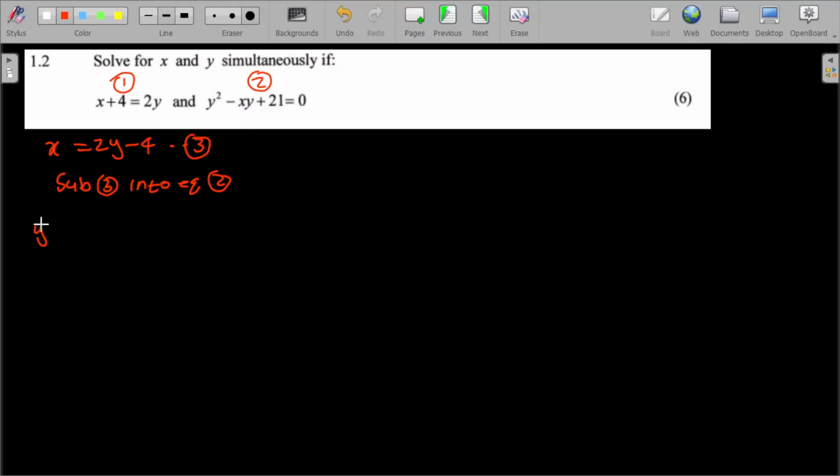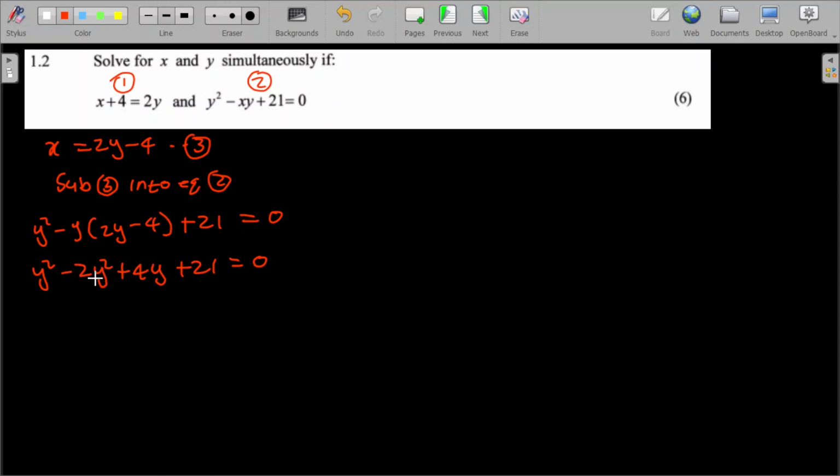Whenever I see x, I'm putting this in this equation. So it's going to be y squared, and wherever I see x, it's going to be 2y minus 4, and then plus 21 is equal to 0. Now, from here, it's going to be y squared, and then open the bracket, negative 2y squared, and this one here is going to be positive 4y, and then plus 21 is equal to 0.